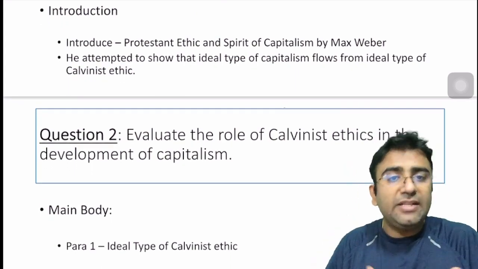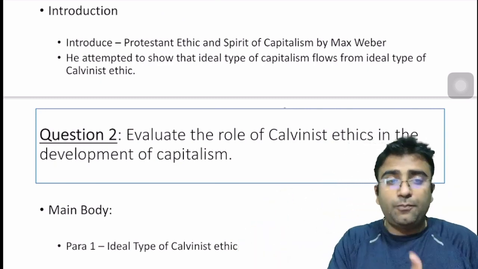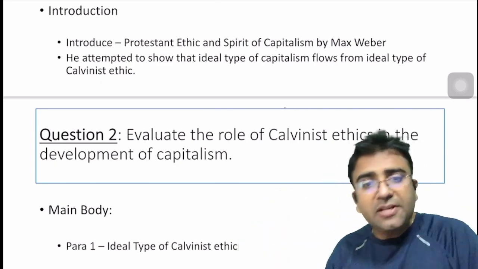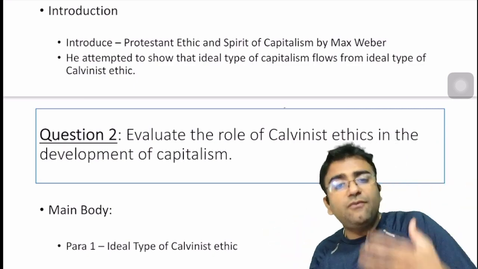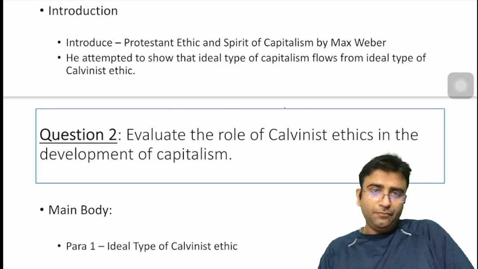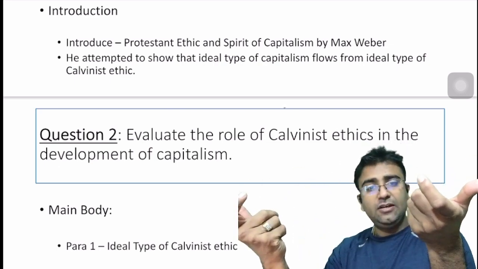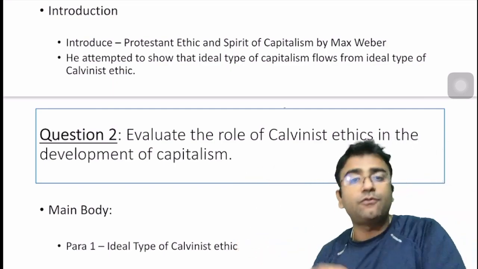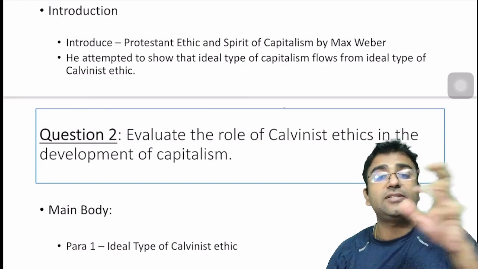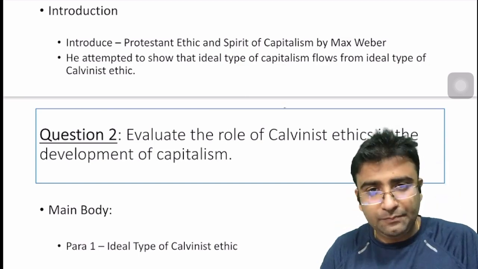You will tell by saying that Max Weber wrote the famous book, the Protestant Ethic and Spirit of Capitalism, where he tried to show that capitalism emerged from the religion followed by the Protestant community. He built an ideal type of Protestant ethic and capitalism and showed that the capitalism ideal type directly follows from the Calvinist or the Protestant ethic. The Protestant religion he talks about is Calvinism. Are you getting my point?